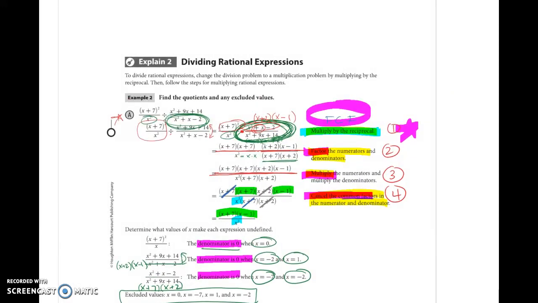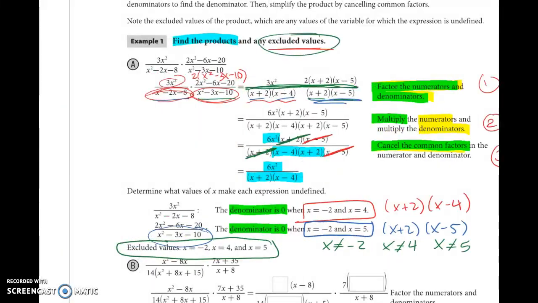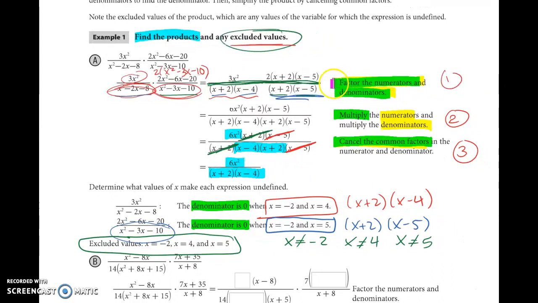Okay. Recap of multiplying. We factor the numerator and denominator, we multiply straight across, and we cancel our common factors. For finding excluded values, it's just when our denominator is 0.